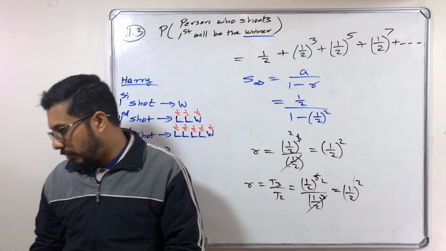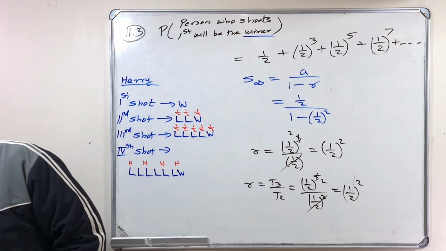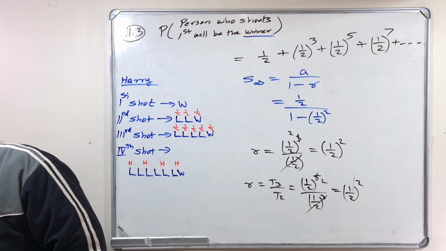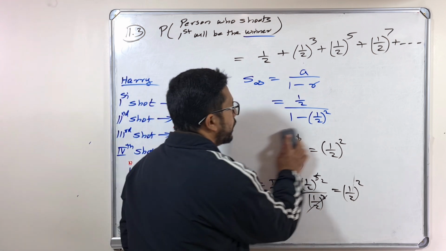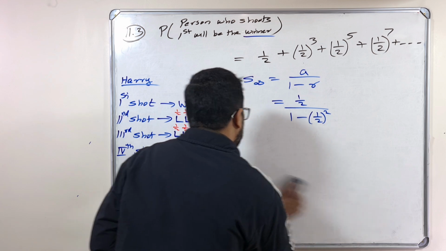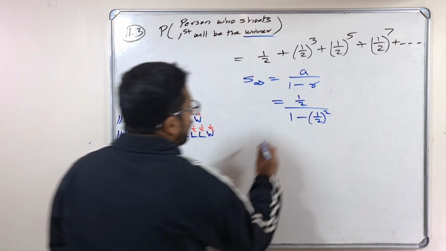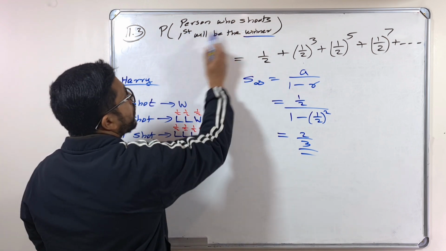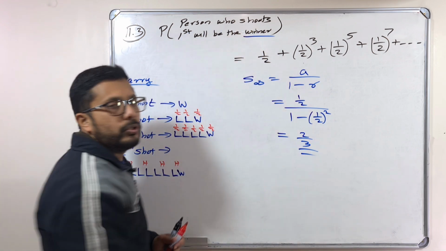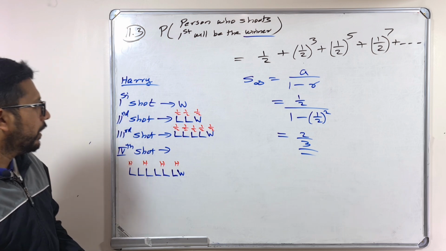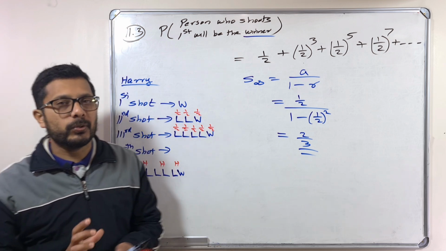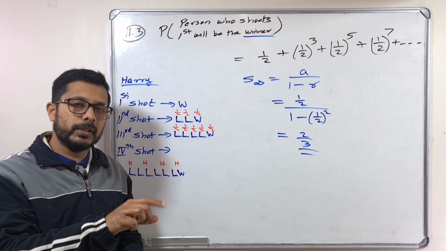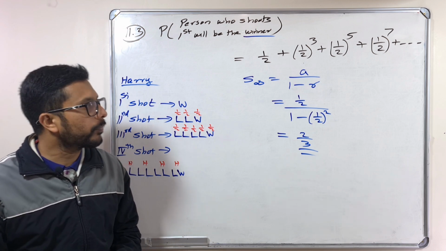Take your calculator, try to find the answer to that one. In your calculator you will get 2 over 3. So it means that the probability that the person who shoots first will be the winner is 2 over 3. Yeah, this is a little bit tricky question, but try to understand. This is a combination of probability and sequence and series.